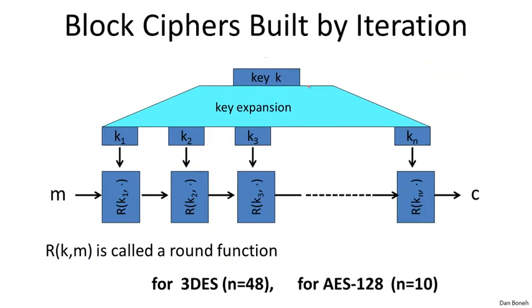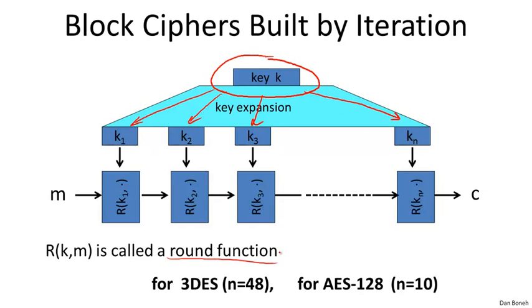Now, block ciphers are typically built by iteration. They take in as input a key K. For example, in the case of AES, the key could be 128 bits long. And the first thing that happens to the key is it gets expanded into a sequence of keys, K1 to Kn, called round keys. Now, the way the cipher uses these round keys is by iteratively encrypting the message again and again and again using what's called a round function. So here we have this function R that takes two inputs. This function R is going to be called a round function. It takes as input the round key, and it takes as input the current state of the message.